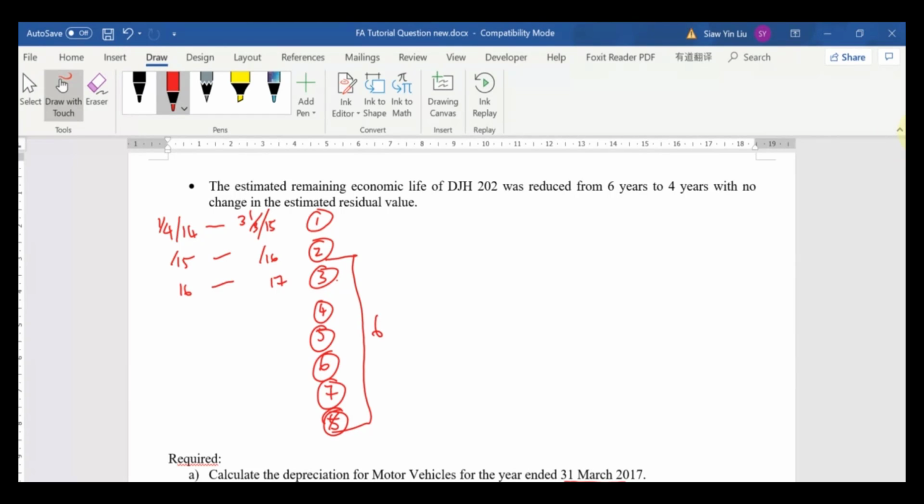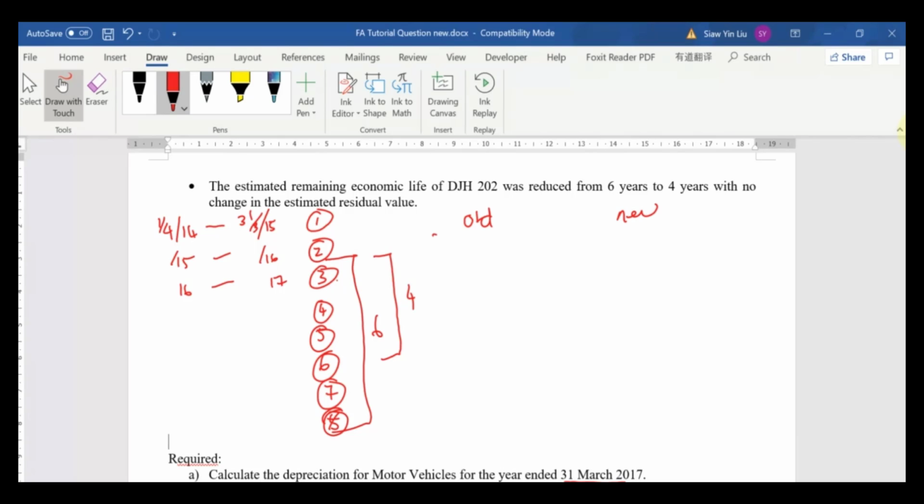But now they say, I think my car cannot last that long anymore. We are going to change to only 4 years. Okay, so now what you should do is you need to recalculate the depreciations for the asset. So we calculate the old depreciation first, then we calculate the new depreciations.